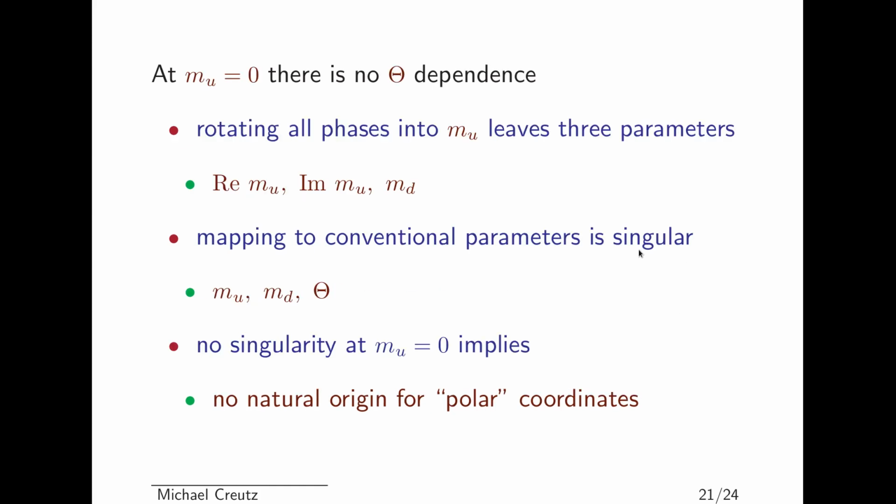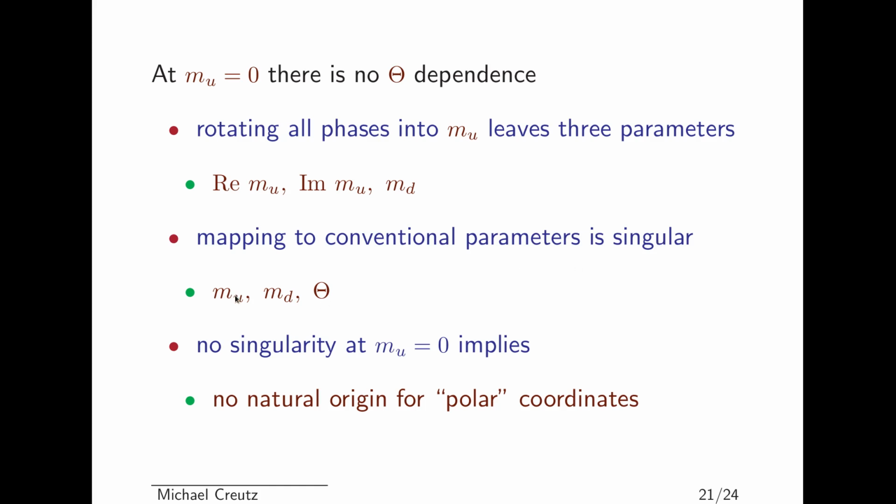Now, people have pointed out that at mu equals 0, there's no theta dependence. Rotating all the phases into the up quark mass leaves us with 3 parameters in the theory: the real part of the up quark mass, the imaginary part of the up quark mass, and the down quark mass. But as I've been arguing, the real part of the up quark mass is a little bit fuzzy. And that means that mapping these things into the conventional parameters is actually a singular map.